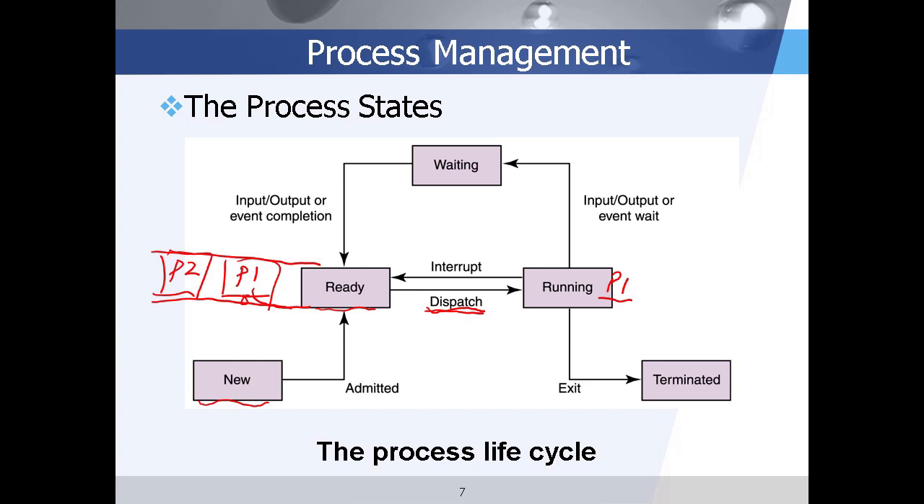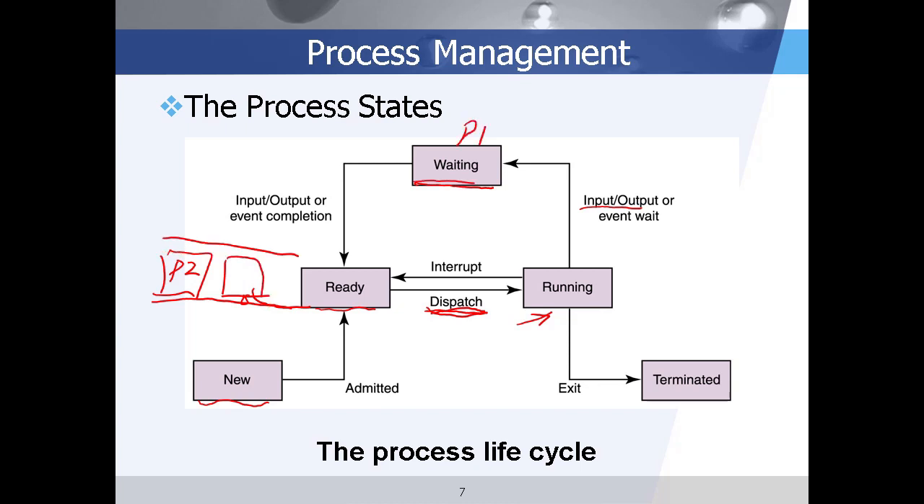Suppose during the running of P1, some input and output event happens. P1 will be interrupted, because I/O is pretty slow, so we cannot wait for P1 to finish the I/O. In this case, we move P1 from the running to the waiting state. Because some slow event happened, we need to keep P1 waiting. And when P1 releases the CPU, the scheduler or dispatcher will choose the next process to run on the CPU.